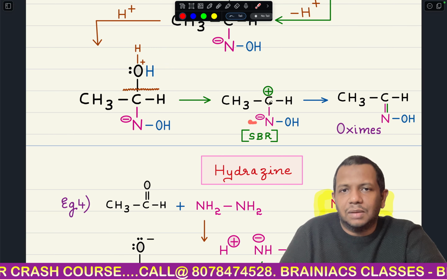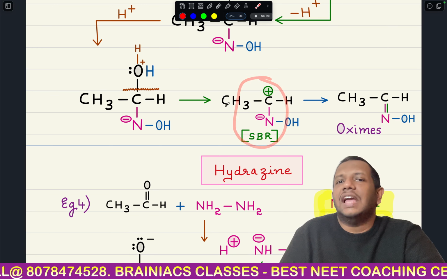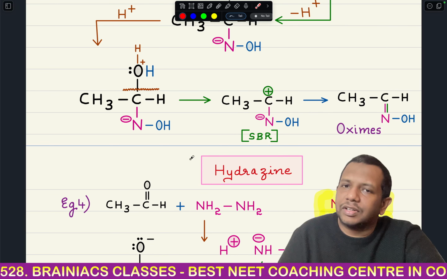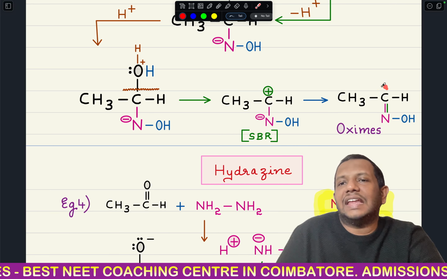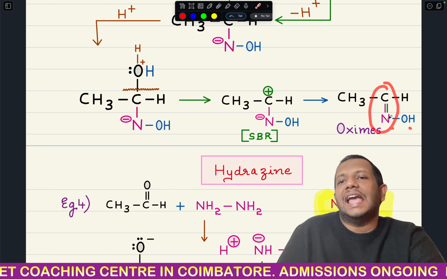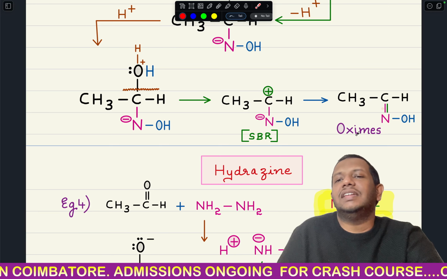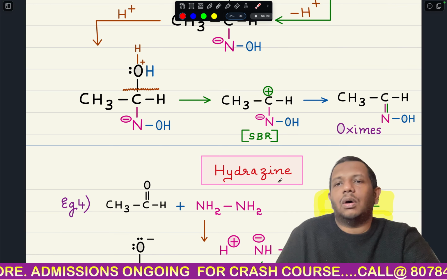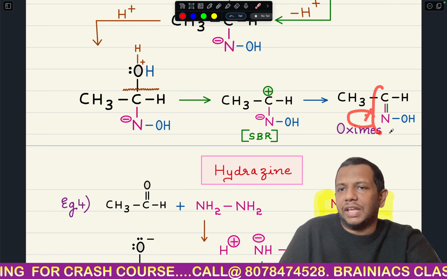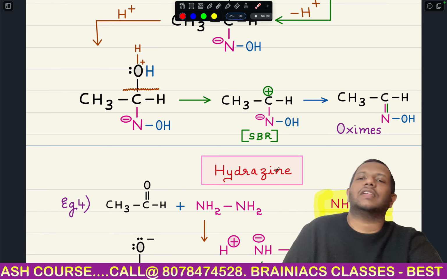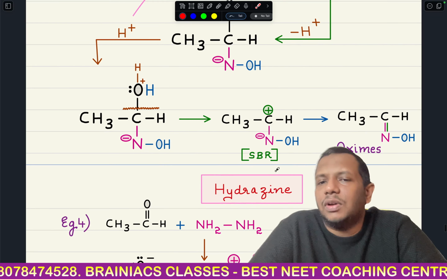Again negative charge, single bond, positive charge, stabilized by resonance. To create this resonating structure, the hydrogen is liberated from nitrogen, and because of that the negative charge will move towards here, and you will get again C double bond NOH. Whenever an OH group is connected to nitrogen along with the C double bond N, they are called oximes. And oximes will show geometrical isomerism. Please remember, with hydroxylamine you will get a product that is called oxime.